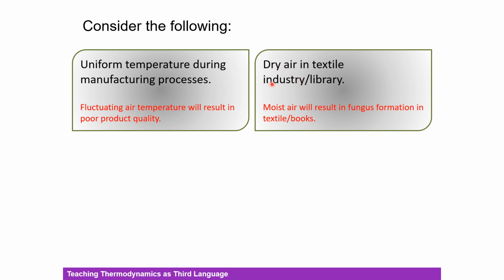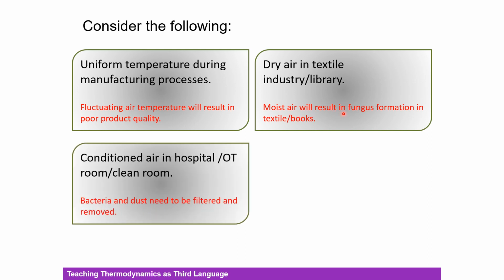Now consider library. In a library, we have a lot of books. And if you have moist air in the library, this will result in fungus formation in textile or books. So in order to avoid this, we can treat the air in the textile industry and also the library so that we can deliver only dry air without any moisture, so that you don't have this issue of fungus formation.